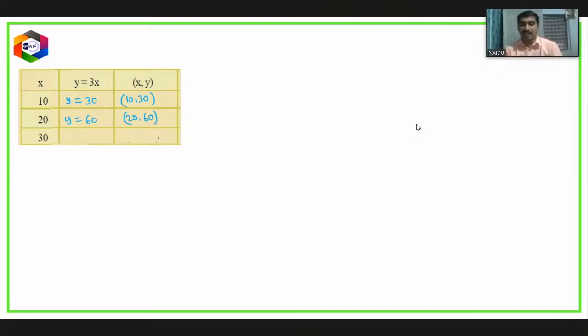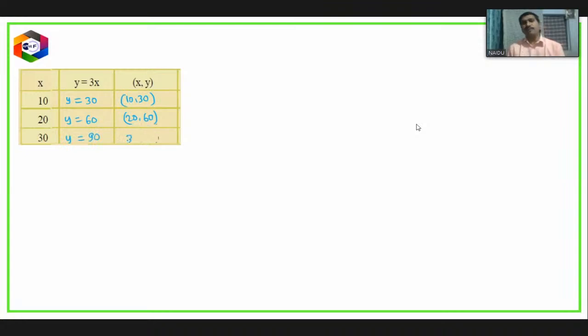Since this is a real life connected problem, in general we have not taken x value negative. But if it is not mentioned or it is not a real life question, then we can take x value negative also. So I have taken x value as positive. So 30. y is equal to 3 into 30, which is equal to 90. So the final point is 30 comma 90.